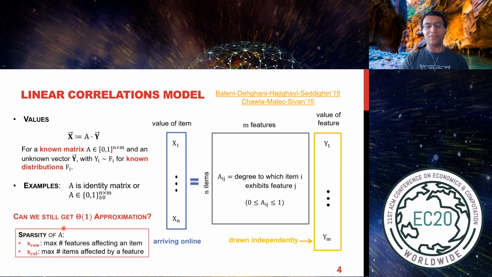One parameter of interest will be the sparsity of this matrix A. The row sparsity is the maximum number of non-zero entries in a row. In general, this is a large n by m matrix, but for some applications, your row sparsity or your column sparsity could be small. Maybe each value of the item only depends on a few features, in which case you might expect the row sparsity to be small.